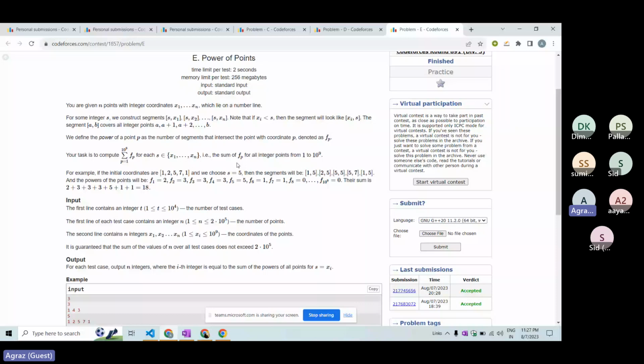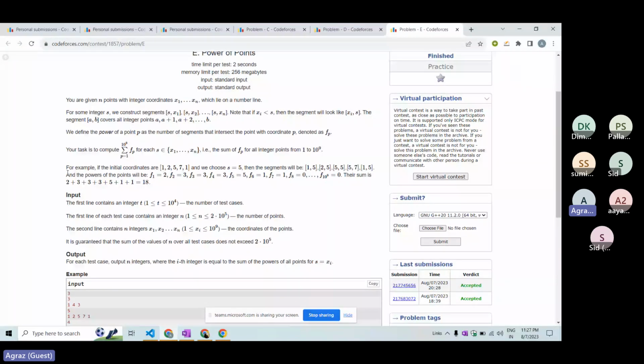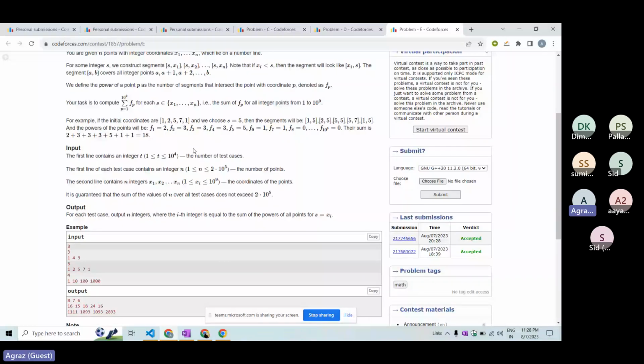If the initial coordinates are 1, 2, 5, 7, and we choose s equal to 5, then the segments will look like 1 to 5, 2 to 5, 5 to 5, 5 to 7, 1 to 5. And the powers of the points will be f of 1, 2, 3, 4, 5, 6, 7. Now let me go through this with an example. Let me explain this.